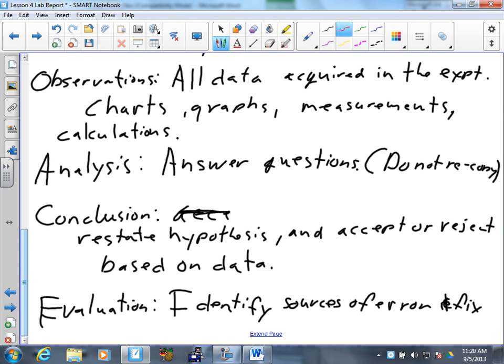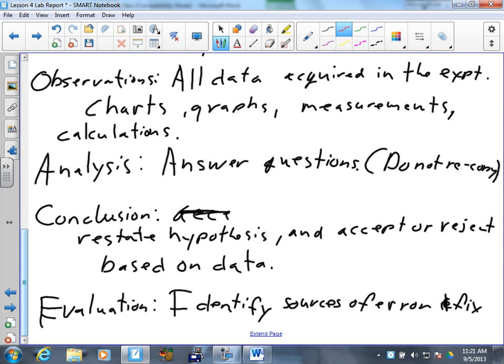"I forgot to measure the temperature" is not a source of error. I see that one all the time too. Sources of error: "Didn't do this right." Oh, really? If you didn't do it right, you should do it again. Human error is not a source of error. Human error is a screw up. Fix it. Because if I see on your lab report under sources of error, "we didn't do this right," you get 0. And then I'm going to go back and find other places to dock marks because you obviously didn't do the experiment right.